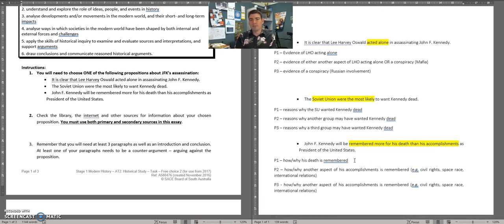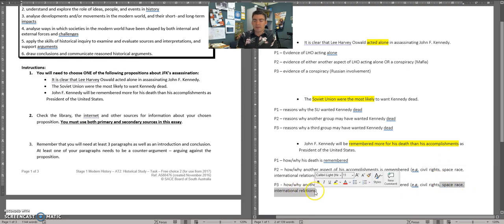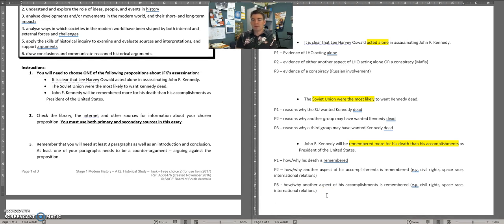Okay, well, what were his accomplishments? What did he manage to do while he was president? And is that something that is more memorable than his death? So paragraph 2 might be a focus on civil rights and talking about the progress that he made there. Paragraph 3 then would probably be something either the space race or international relations, and how well did that manage to shape the way that we remember him. Ultimately, though, in the conclusion, your argument needs to be that either his death was more important or something around his accomplishments that was more important.